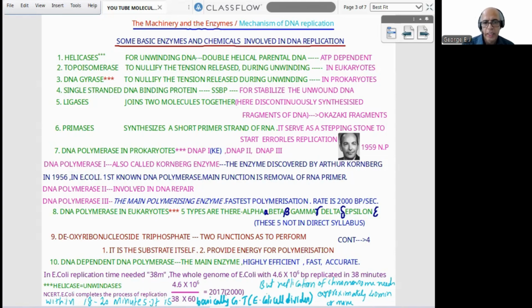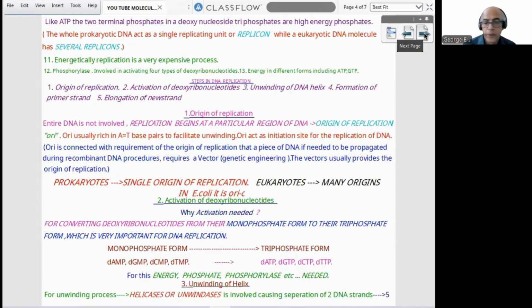I think the idea is clear. Now we can proceed to the next aspect, the big one in this chapter. So like ATP, the 2 terminal phosphates in deoxynucleoside triphosphate are high energy phosphates. Whole prokaryotic DNA acts as a single replicating unit called replicon, while a eukaryotic DNA molecule has several replicons. Now, energetically, replication is a very expensive process.